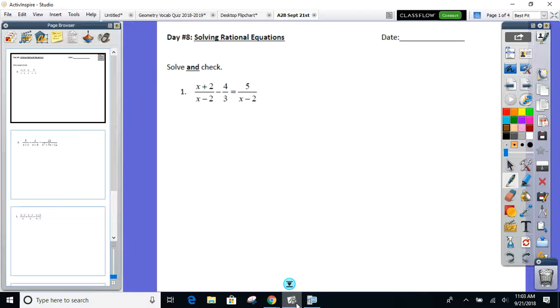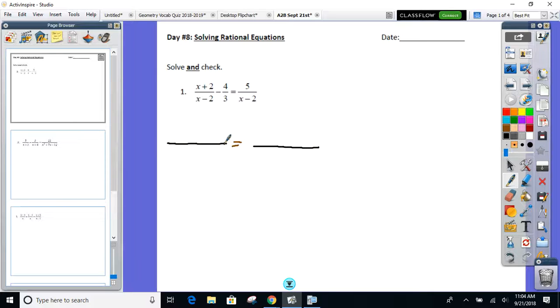How many fractions do I have on the left side of the equal sign? 2. Guess what I'm going to have you do? Make it into 1. So I've got 1 fraction equal to 1 fraction. All right. Have a common denominator right now. So I am not just going to look at these 2 denominators. I'm going to look at all 3 denominators, and I'm going to come up with a common denominator.